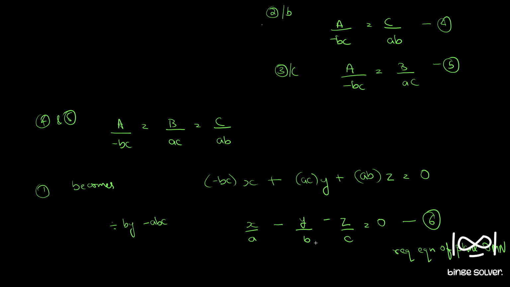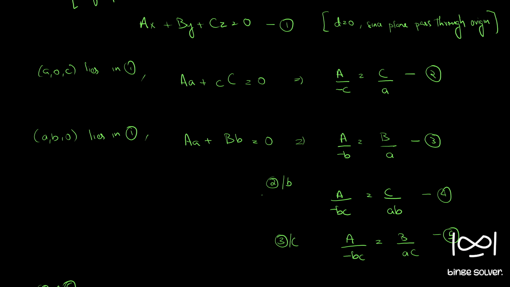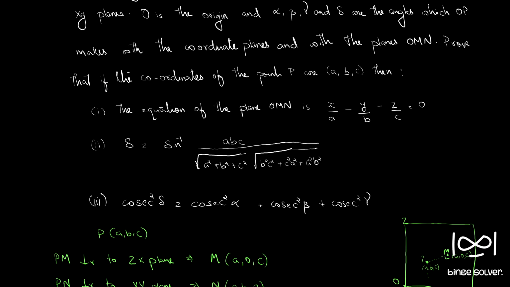So we proved the first part. The first part was showing that the equation of the plane OMN is x by a minus y by b minus z by c. So that part is done. Now let's move on to the second part. Here we have to find the angle delta.